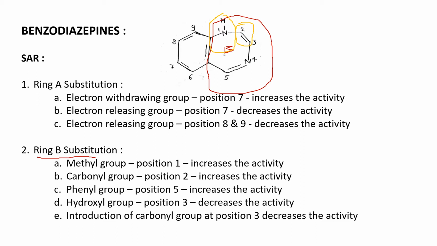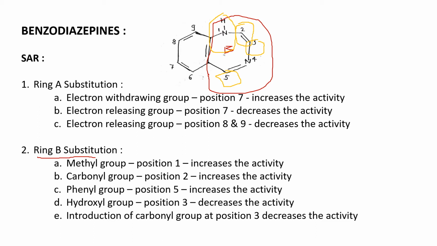If there is an aryl group, that is your phenyl group, present at the 5th position, then it also increases the activity. If a hydroxyl group is present at the 3rd position, it is also going to increase the activity.